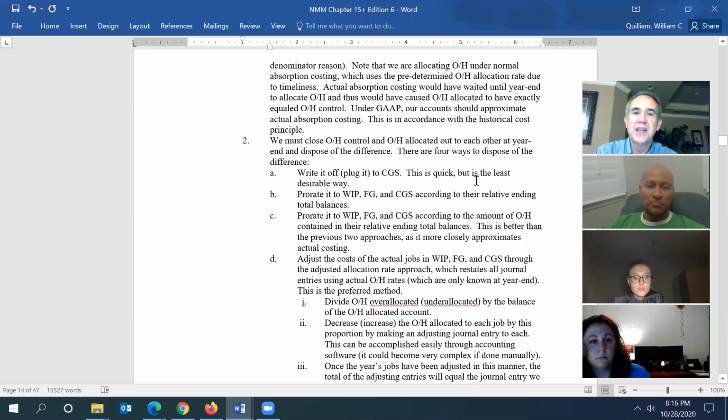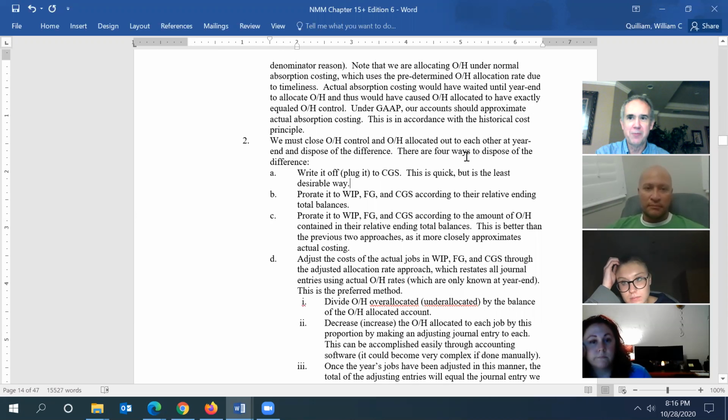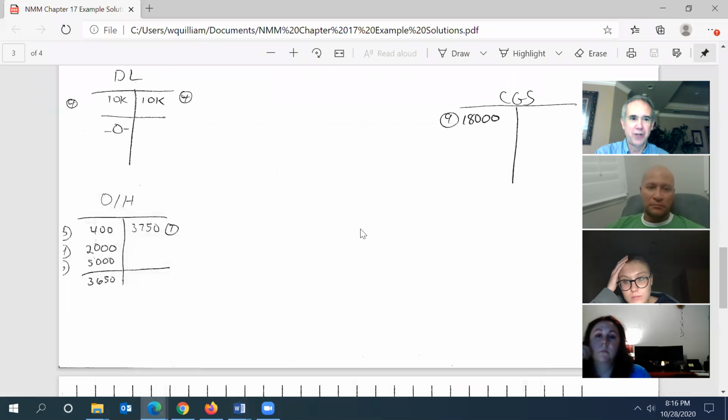I'm going to do it the quick and easy way. The other ways you can save until cost accounting. So just here in A, the first way, we can write it off or plug it, in other words, cost of goods sold. It's quick, it's the least desirable way. So let me show you if I come back here to my solution.